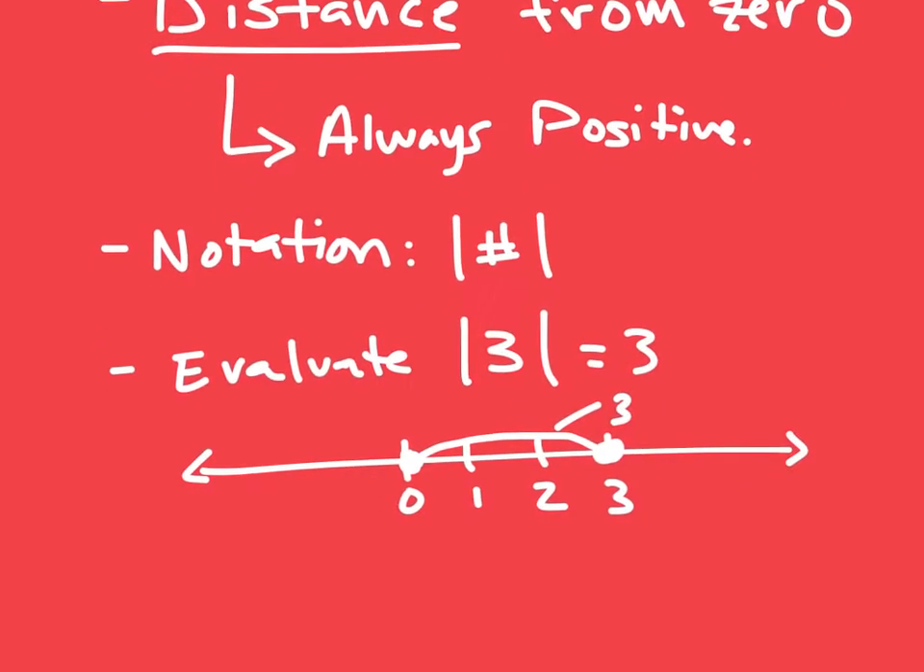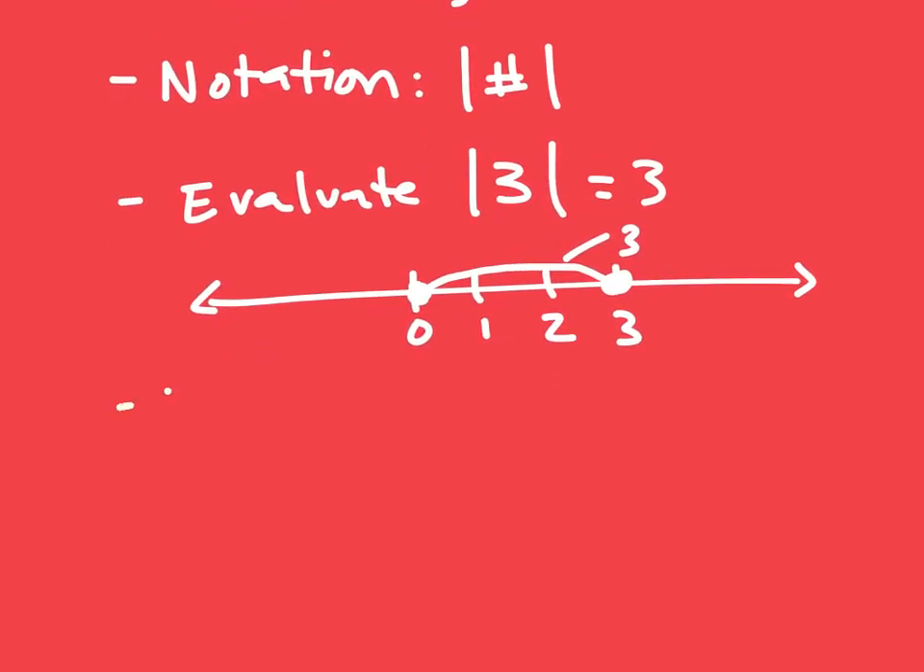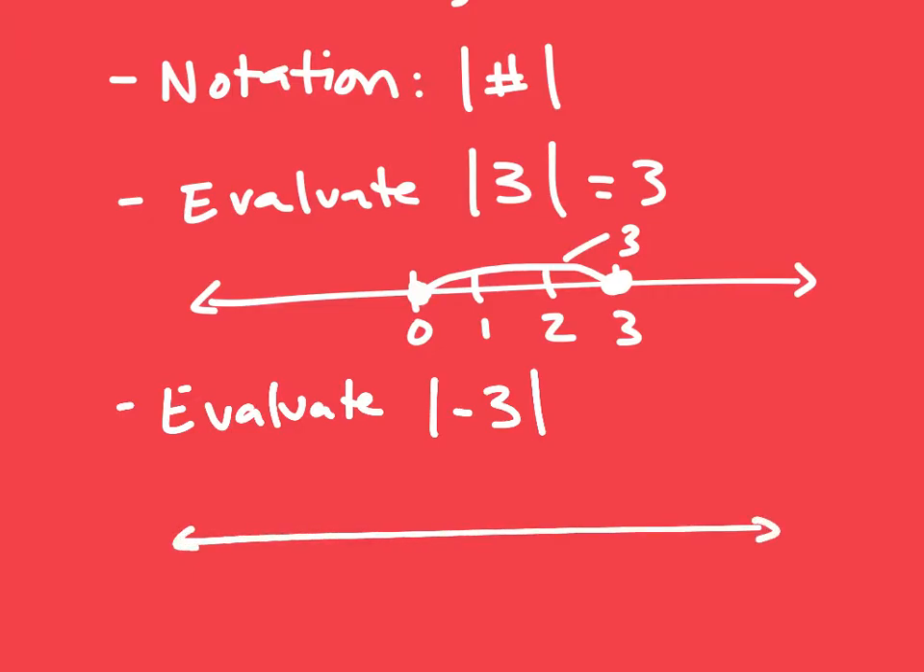Now, the other thing I want to do is evaluate the absolute value of -3. All I'm doing is drawing a number line, and here's 0, here's -3 right here. I want to know the distance from -3 to 0. How far away is -3 from 0? And the answer is 3. So the absolute value of -3 is 3.